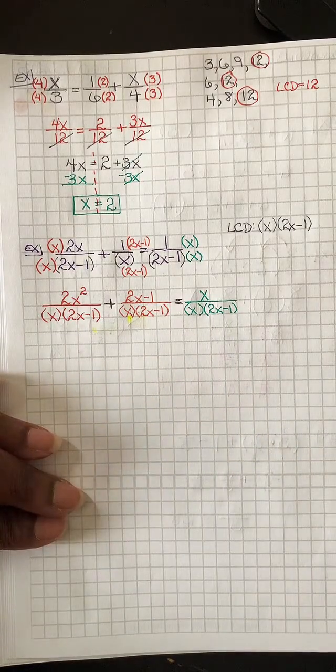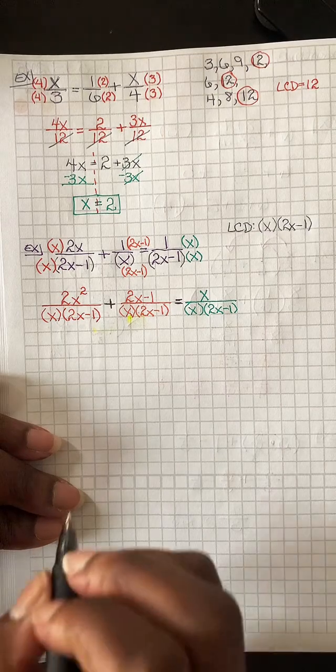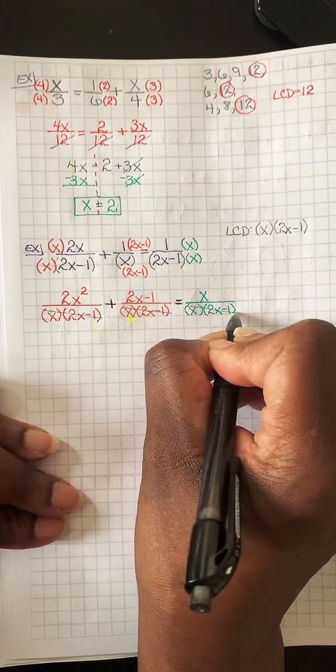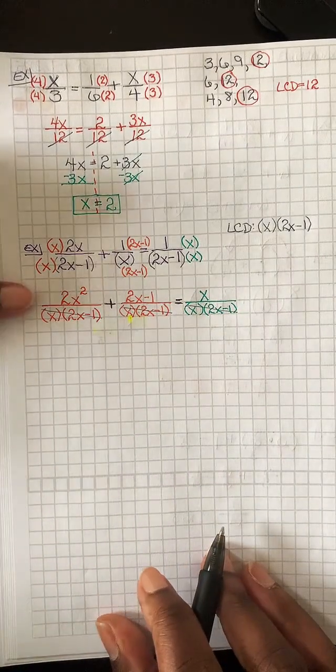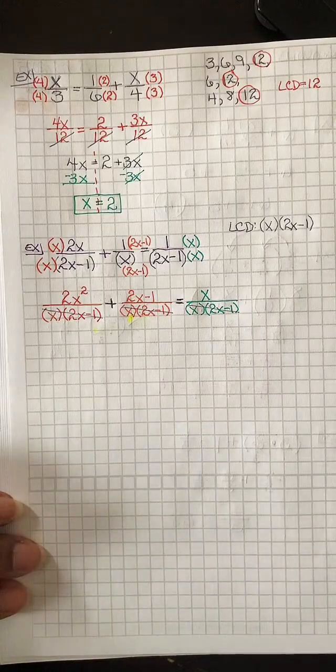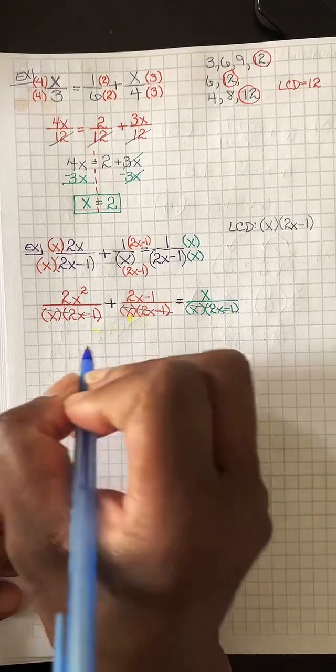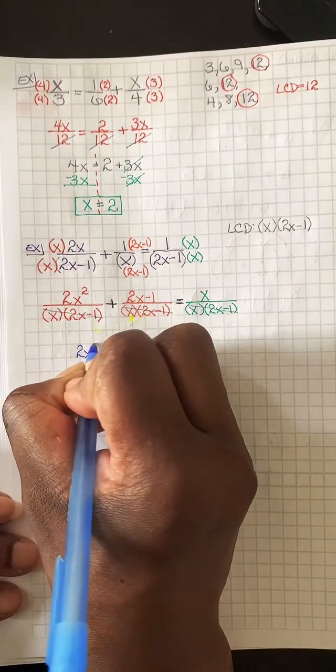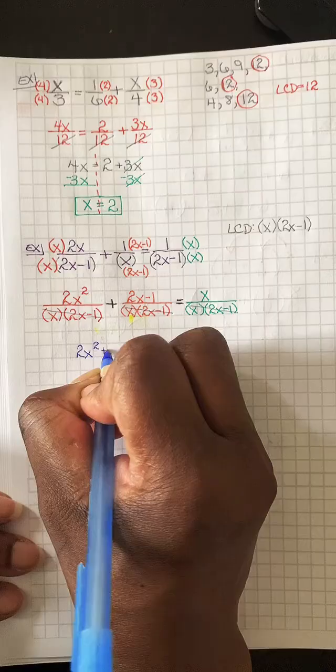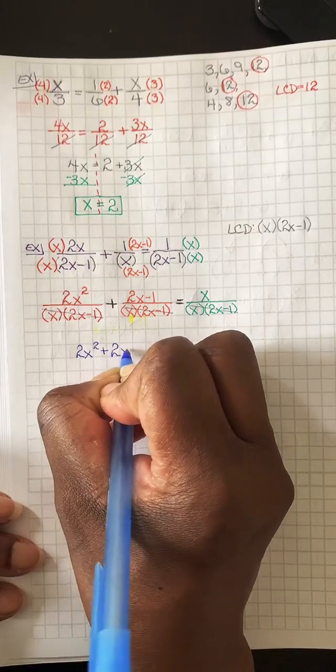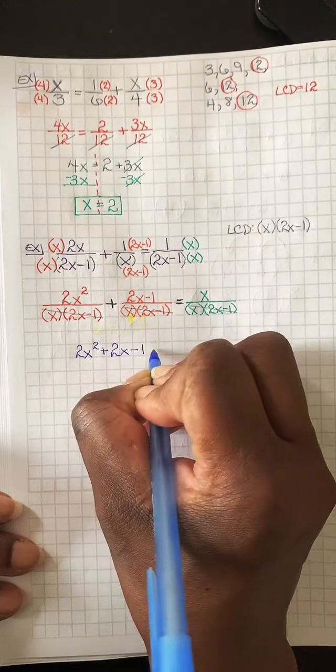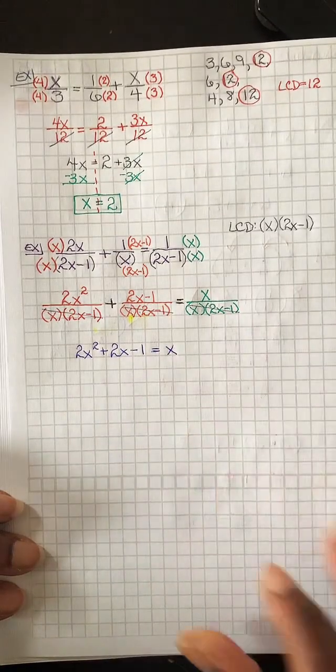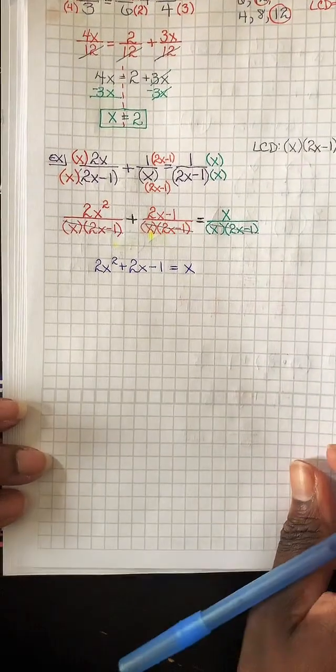Now, looking at our denominator, they are exactly the same. That's what we wanted. And once we do that, we are no longer looking at the denominators. Now we're going to focus all our attention on that numerator. So the numerator, I'm going to rewrite it, is 2x squared plus 2x minus 1 equals x. I know, it looks crazy, but we're doing the right thing.